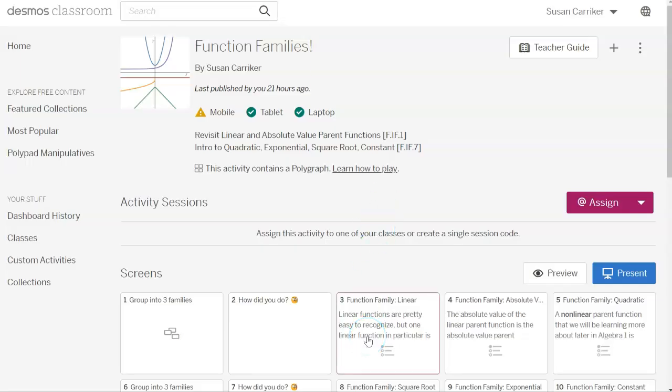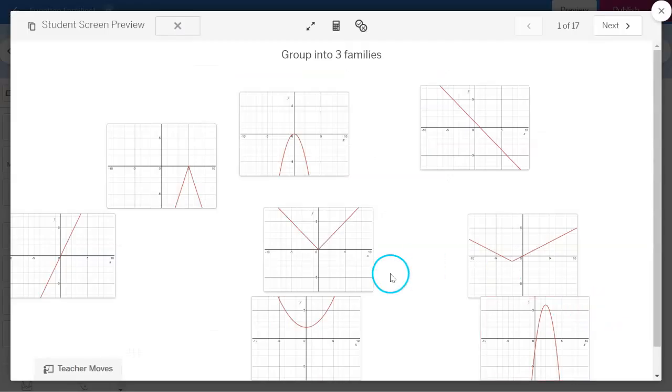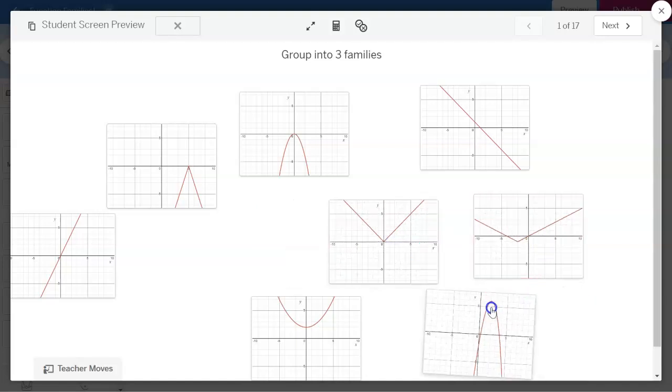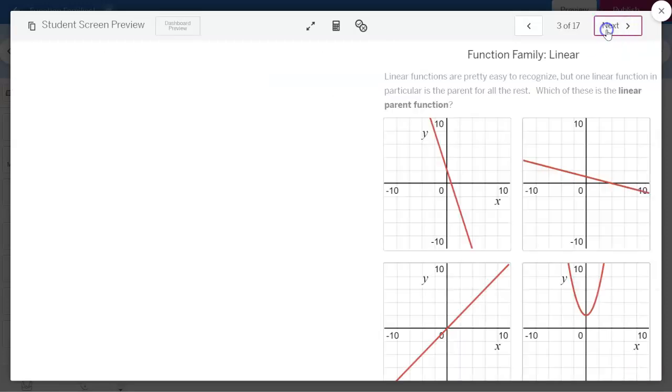This activity introduces the students to 6 different function families and their characteristics. So the students are going to sort their cards into 3 families. I'm not really telling them what to look for as far as characteristics, but hopefully it's pretty obvious which ones look similar and which ones are different. And once they've got their 3 families, they'll come over here. It'll tell them how many cards are sorted correctly, and they keep doing that until they get them all. And once they get them all, then they go on to the next slide.